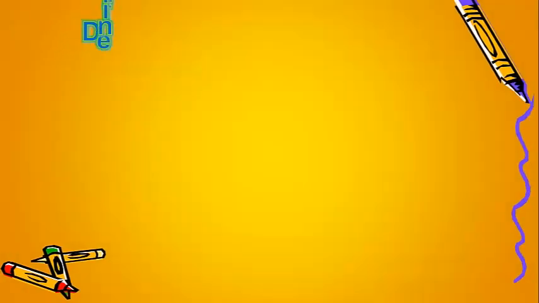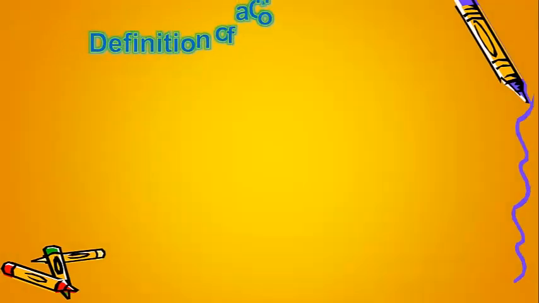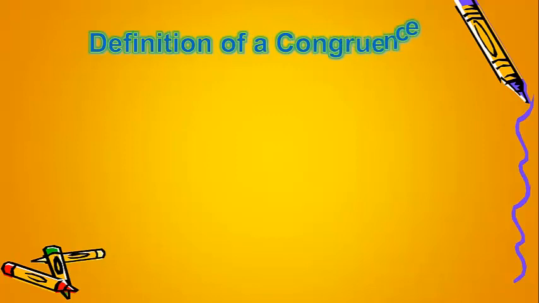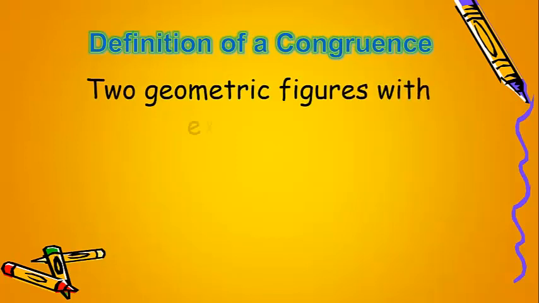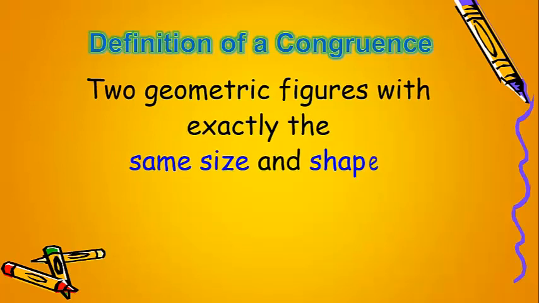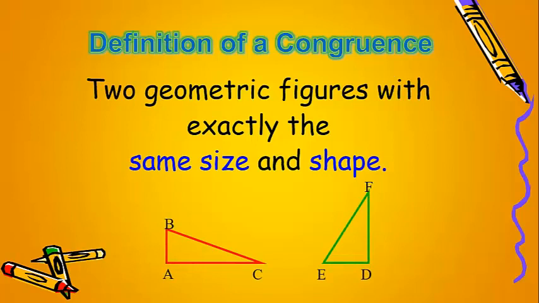The definition says that two geometrical figures are congruent when they have the same size and shape. In the case of triangles, same size means the lengths of the segments should be the same and the angles should be equal in measure. So, let us understand this in more detail.